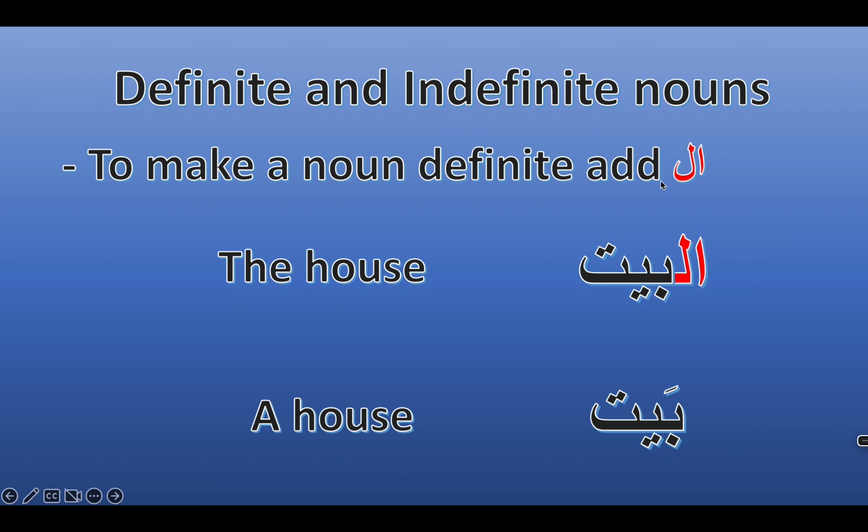So, a note about definite and indefinite nouns. To make a noun definite, we simply add, as I mentioned before, al to any noun, regardless of whether it's masculine or feminine. So a house, by the way, there's no "a" in Arabic. If you see a noun by itself, it's indefinite. It's a or an in English. So bait is a house. Al-bait is the house. Kalb is a dog. Al-kalb is the dog.